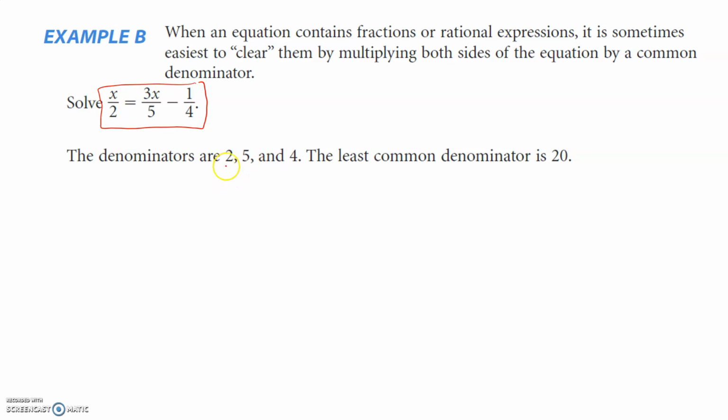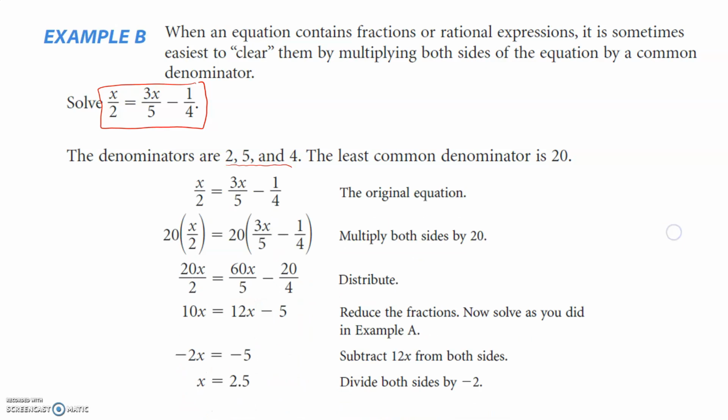So the denominators now are 2, 5, and 4. So the least common denominator I can think of that all those numbers divide into is 20. So I'm going to take this original equation that I have, and now I'm going to multiply everything by 20. I'm going to multiply this side by 20, and I'll multiply the right-hand side by 20. So I am going to go from here to here.